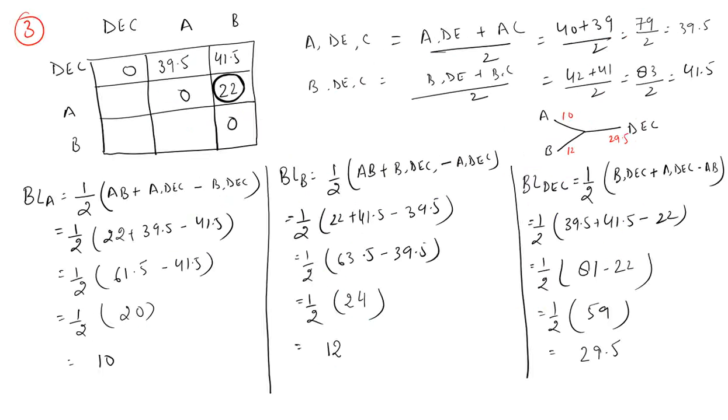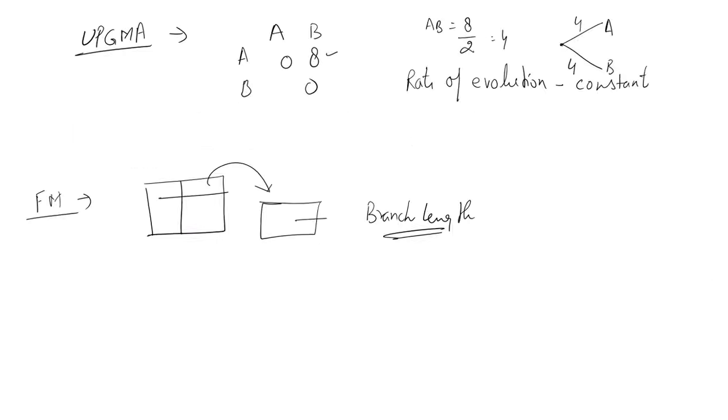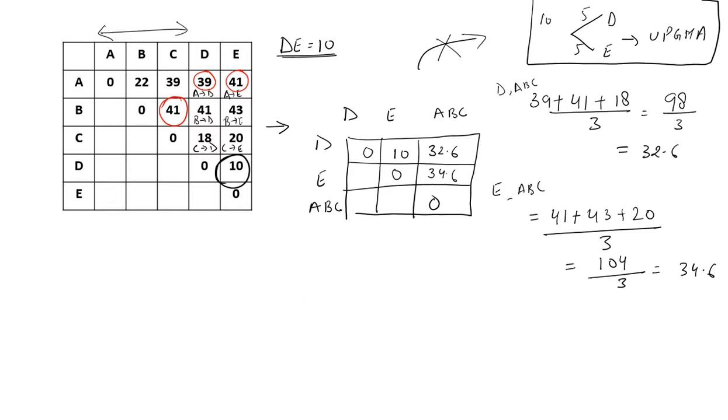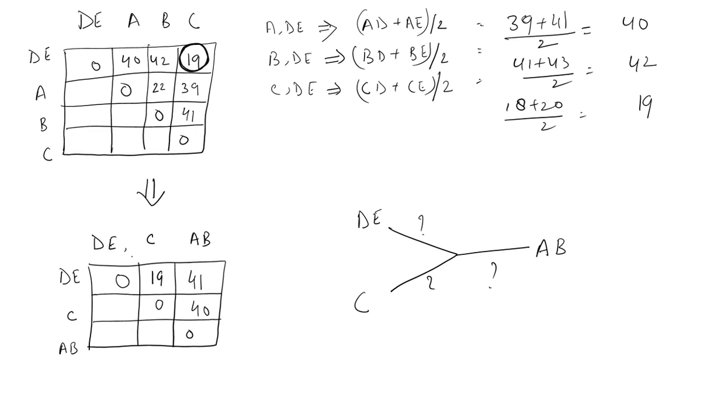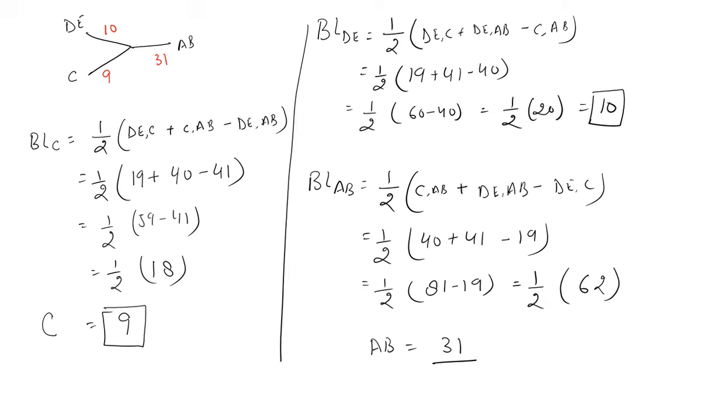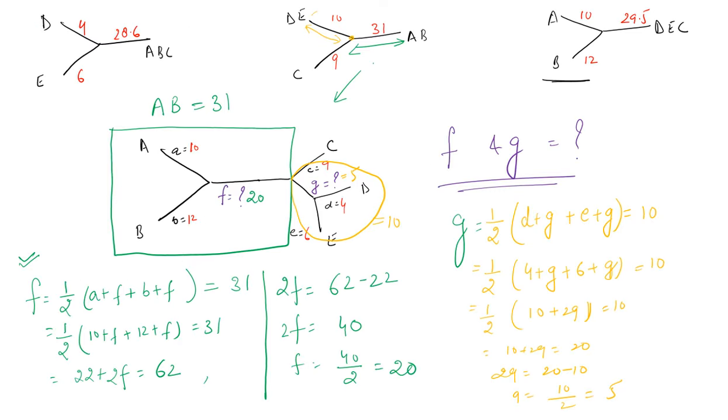Let me summarize the complete process for the Fitch-Margoliash method. We first find the closest pair, like we did here. Then we construct this matrix. We calculate the branch length using this formula. And we merge the matrix, converge the matrix, and repeat until we reach this part. Once we calculate this, we make a tree like this.